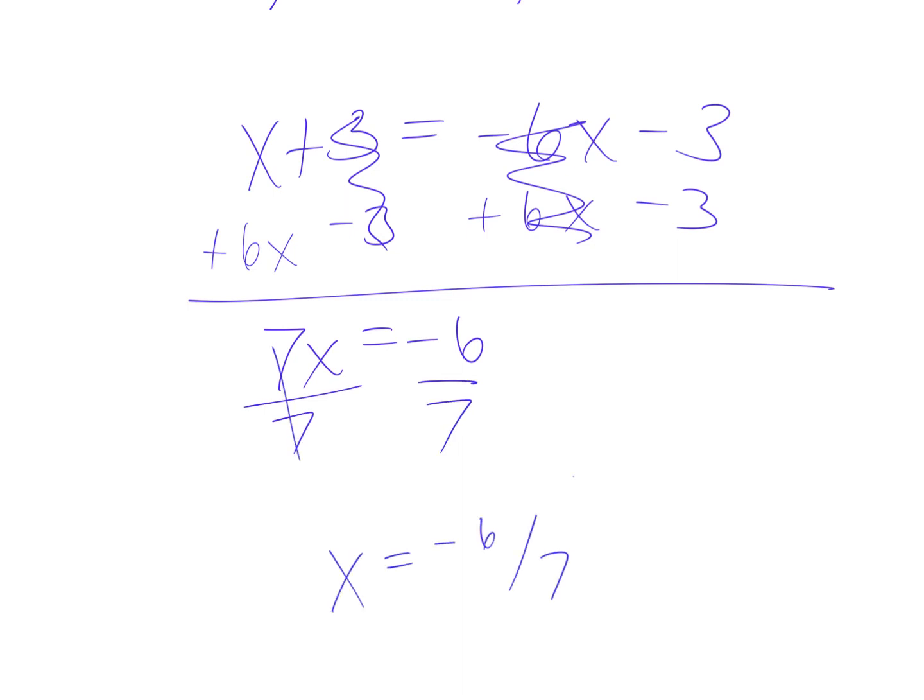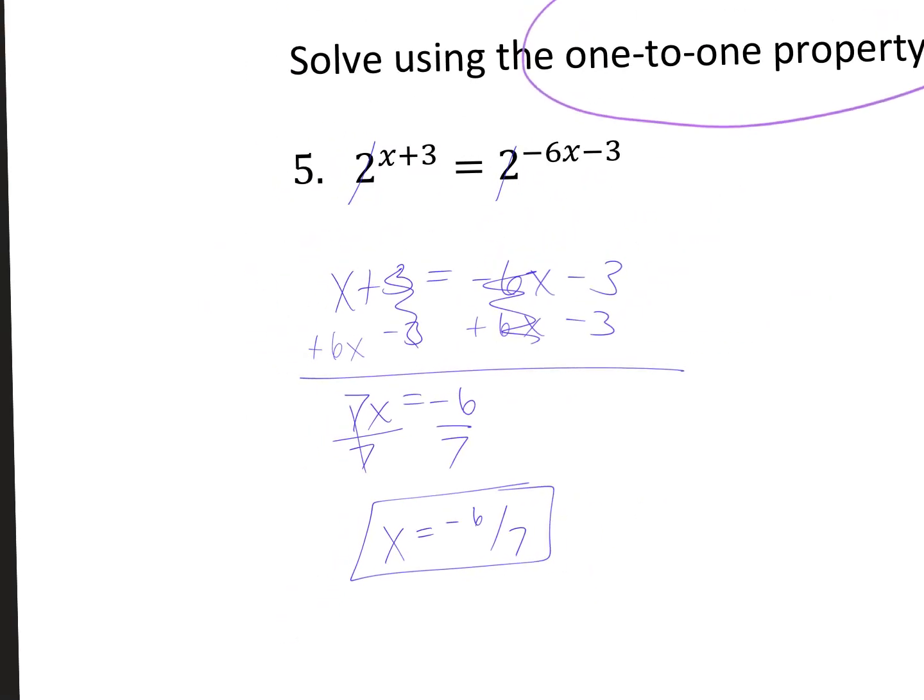X equals negative 6 over 7. What can you do with that number to check your answer? You can plug it back in. I mean, are you going to have to get a common denominator? Yeah, no big deal. But you can take this x value and plug it in right there and plug it in right there. And the left-hand side should equal the right-hand side to check it.